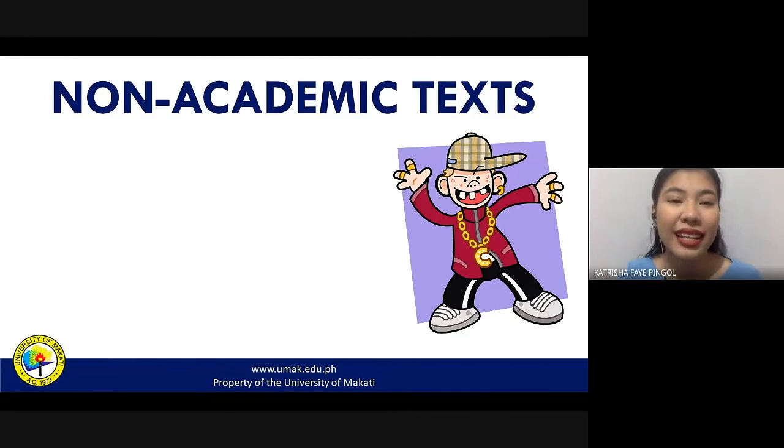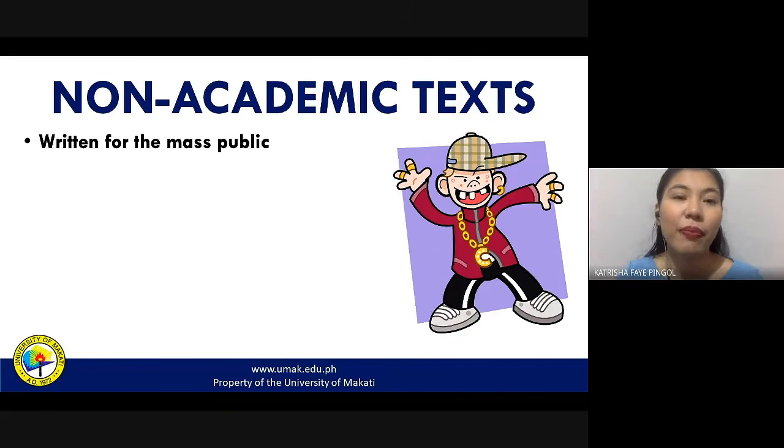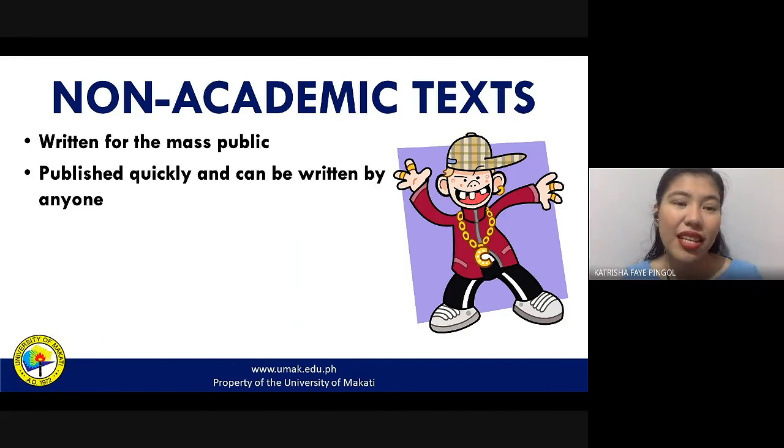Since we're done with academic texts, let's now move forward to describing non-academic texts. Non-academic texts are more often than not written for the mass public. Therefore, it's written for the general population. Even if you didn't go to school, even if you are not a professional or working professional, okay, you can understand non-academic texts. Unlike academic texts, non-academic texts are actually published quickly and they can be written by anyone.